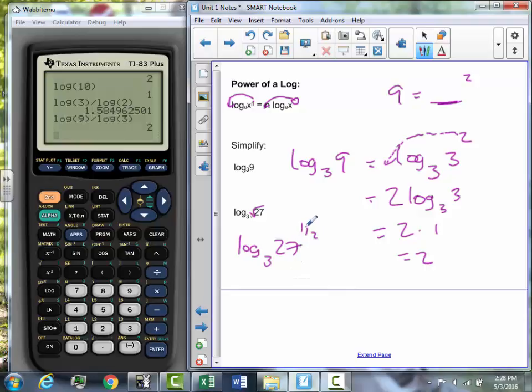Well, now I have an exponent. So according to the rule I'm trying to show you here, you can take that exponent and drop it in front of the whole thing. So now what you have is 1/2 of log base 3 of 27.